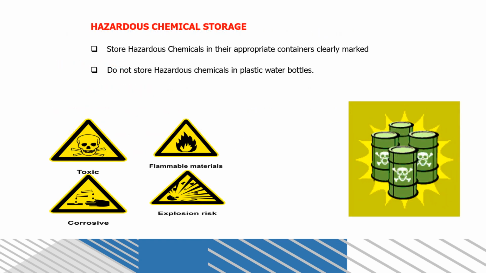Hazardous chemical storage. In our work area, many chemicals are used and stored. Store hazardous chemicals in their appropriate containers, clearly marked. It is very important that on any container, drum or barrel, the chemical stored in it should be written and mentioned clearly on that container. The next is, do not store hazardous chemicals in plastic bottles.